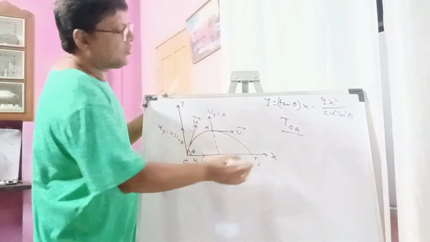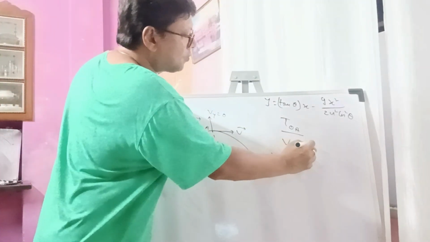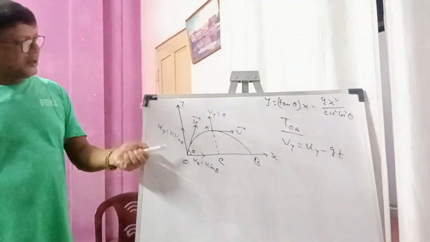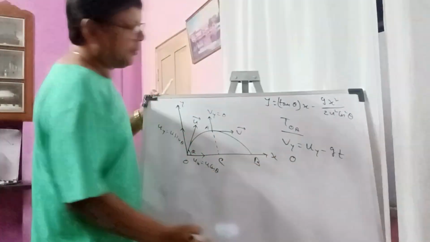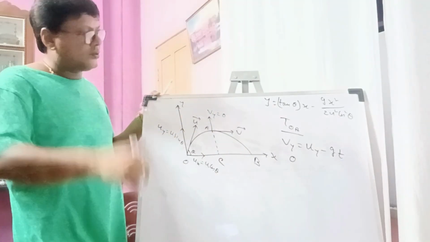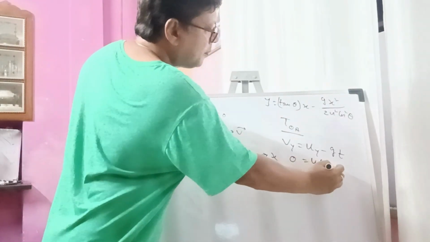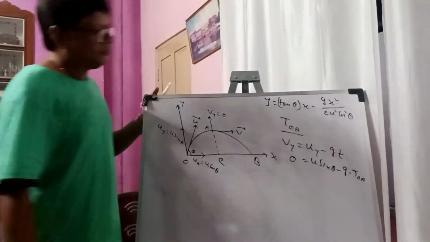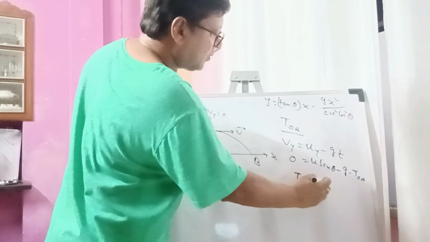What will that be? You see the time formula in 1D motion, V equals U minus Gt, but I will take the vertical component: Vy equals Uy minus Gt. Here Vy equals 0 because it is going up. Now Vy equals 0, Uy equals U sin theta, minus G times T, and we have taken TOA, so it is TOA. From here we can easily get TOA equals U sin theta by G.